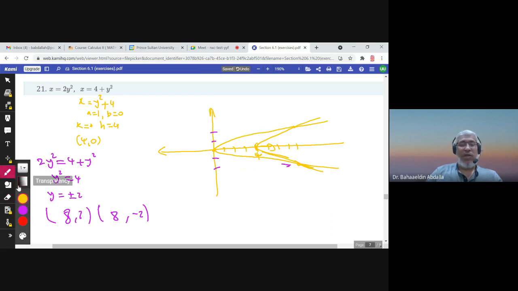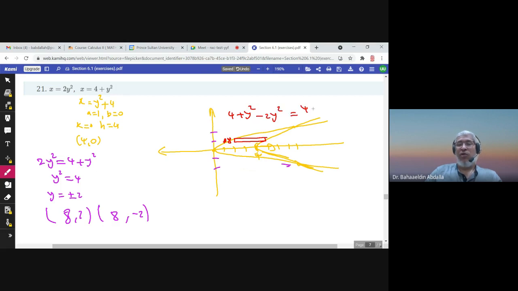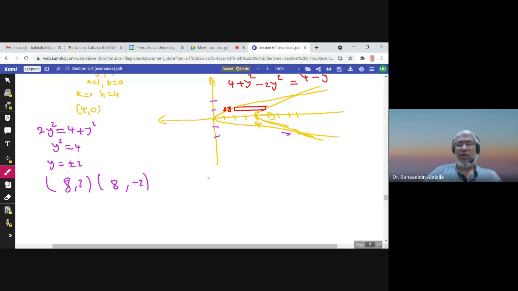If you take a vertical rectangle, it will not work, you have to divide. But if you take a horizontal rectangle and move it everywhere, always this curve would be to the right of this curve. So the width of the rectangle is delta y, and the length of the rectangle in this case would be this one minus this one. This one is 4 plus y square minus 2y square. So 4 minus 1 minus 2 is minus 1, so it's 4 minus y square. So the integral of 4 minus y square dy, where y is now from negative 2 to 2, will give you the area of this region.